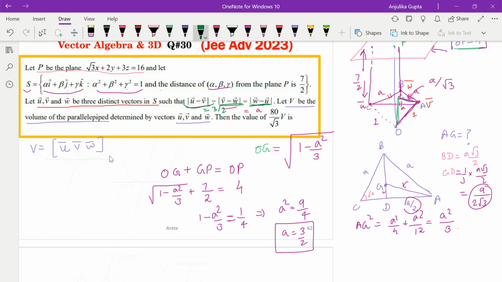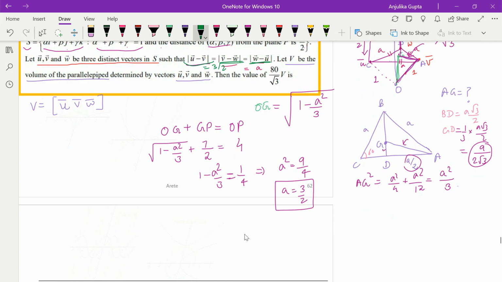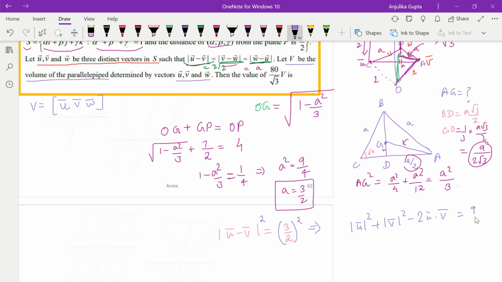So still we don't have U, V and W. What more information can we extract from there? If I know that modulus of U minus V is 3 by 2, and so is everyone else, let's look at one. If you do a square, you understood what we are trying to get. What do you get? Modulus of U square plus modulus of V square minus 2U dot V equals 9 by 4. So 2U dot V: this is 1, this is 1, 2 minus 9 by 4 would be minus 1 by 4. So U dot V is negative 1 over 8.